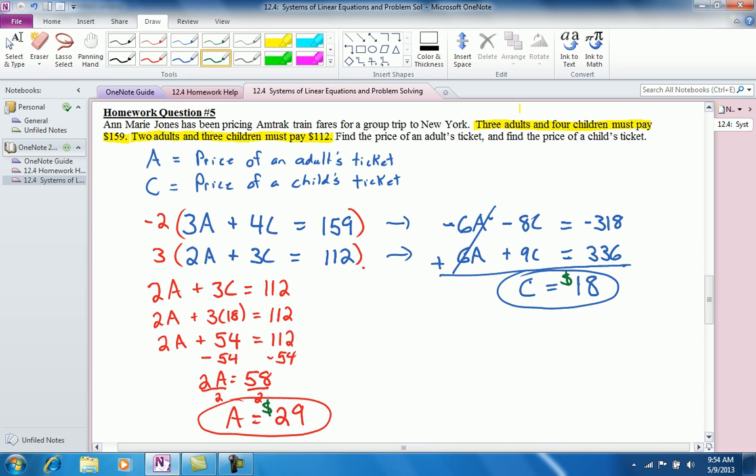If I want to check myself, I would just go back and double check to make sure that 3 adults and 4 children at these prices would total up to $159, and that 2 adults and 3 children at these 2 prices would total up to $112. If they do, and they will, then you'll know you're right. Hope it helps.